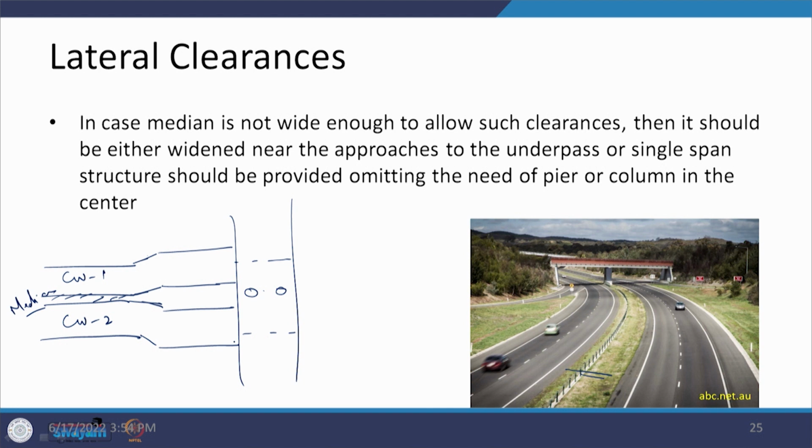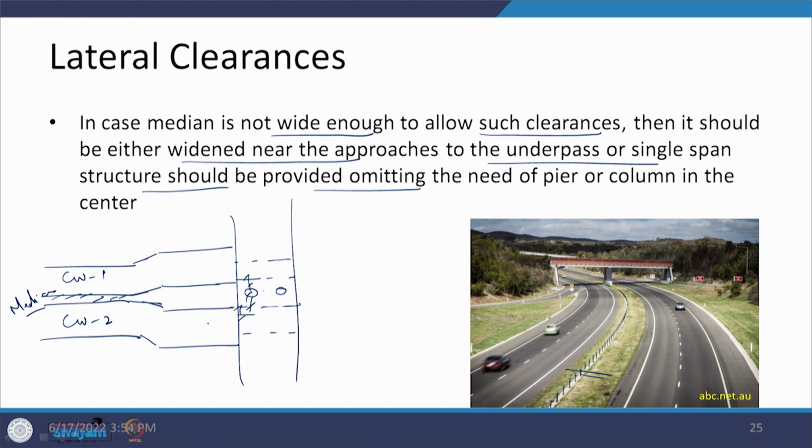So this is what it says: if the median is not wide enough to allow such clearances, then it should either be widened near the approaches to the underpass, or a single span structure should be provided, omitting the need of a pier or column in the center. Once this is done, whatever clearances are there are going to be maintained with respect to this as well as with respect to the edge of the median.